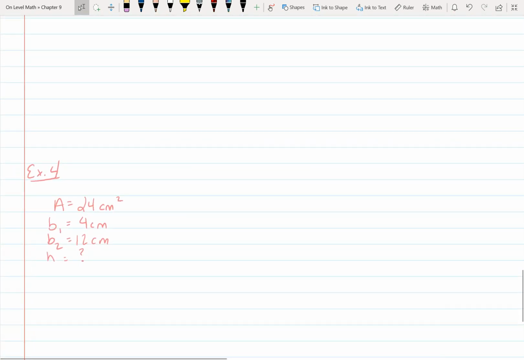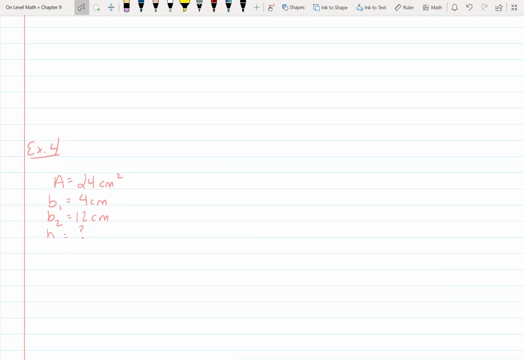Alrighty, now example 4 is the exact same thing. It gives us area. Oh, I kind of rearranged this. It gives us area, it gives us base 1 and base 2, but it does not give us the height. So height is what we're looking for. So sometimes it won't have a picture, it'll just give you the dimensions and what you're missing.